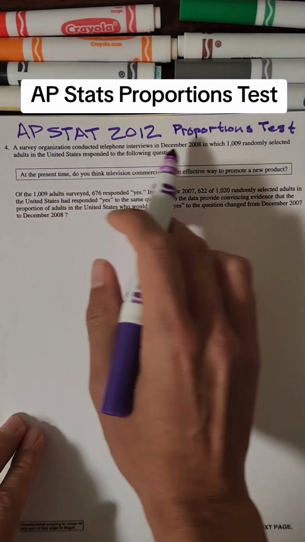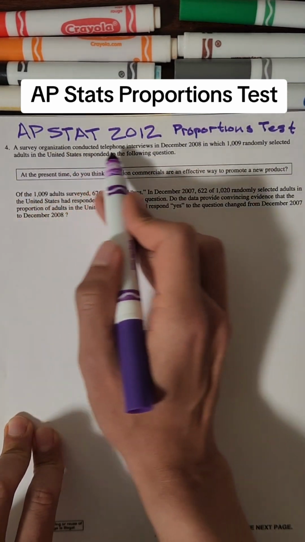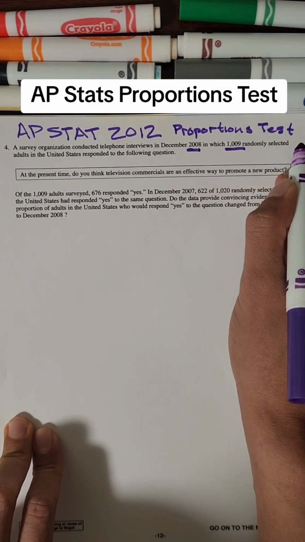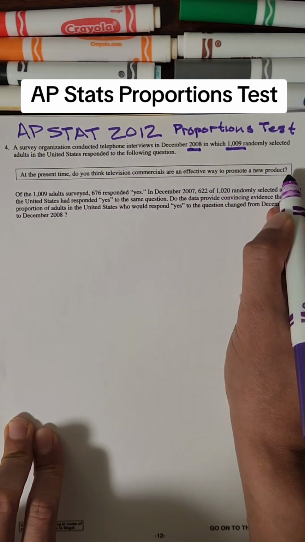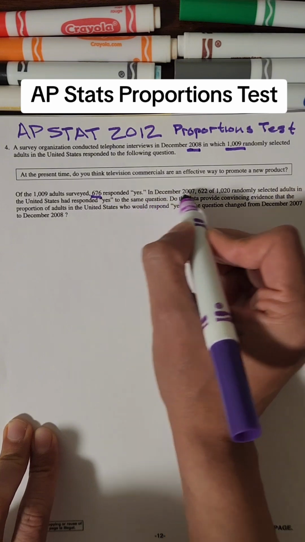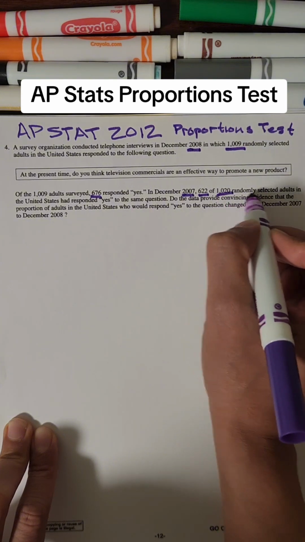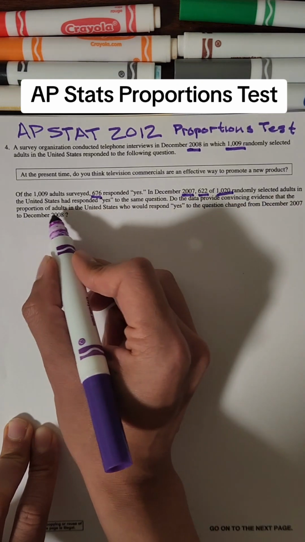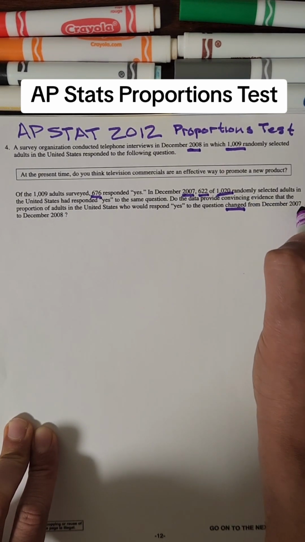All right, this is AP Statistics 2012, question 4, which is going to test for the proportions test. So they have a survey conducting interviews in 2018, 4,009 adults. It asks, do you think television commercials are an effective way to promote a new product? And 676 say yes. In 2007, 622 out of 1020 said yes to the same question. Does the data provide convincing evidence that the proportion of adults in the US responding yes to the question changed from 2007 to 2008?